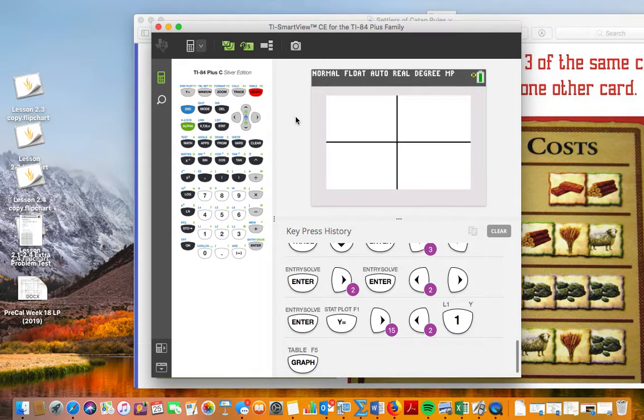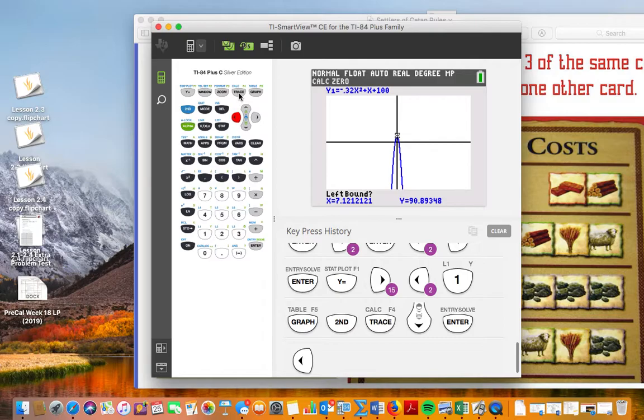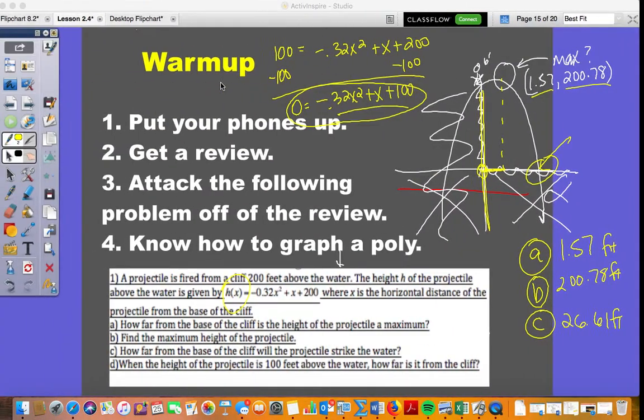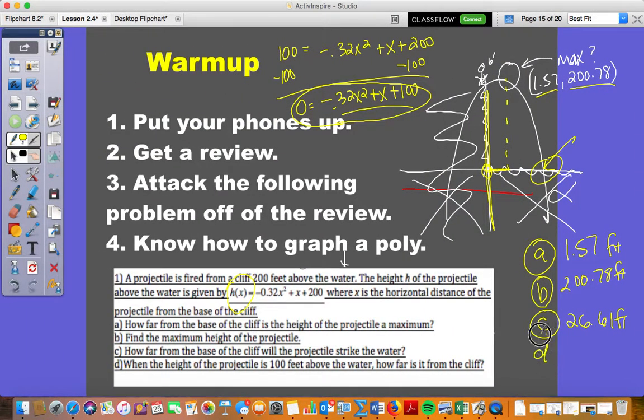Graph it. You're going to see it's kind of smushed down a little bit. And once I find that x-intercept, same thing, second trace, go down to 0, left of it, right of it's got to be below, and then in the middle would be 19.31. Cool? And so I would just say my D is 19.31 feet.